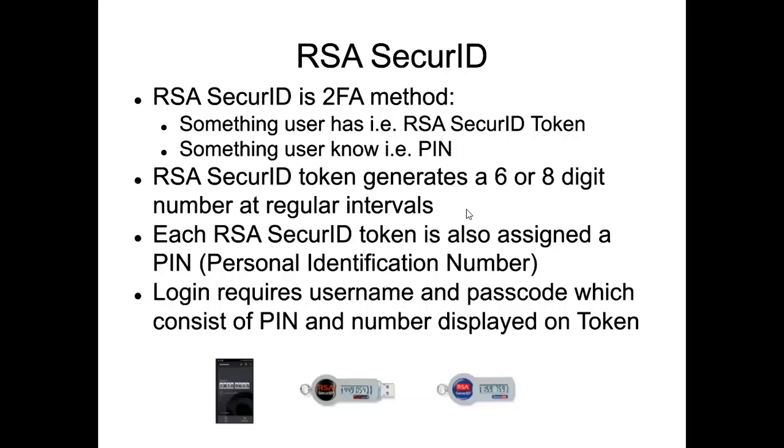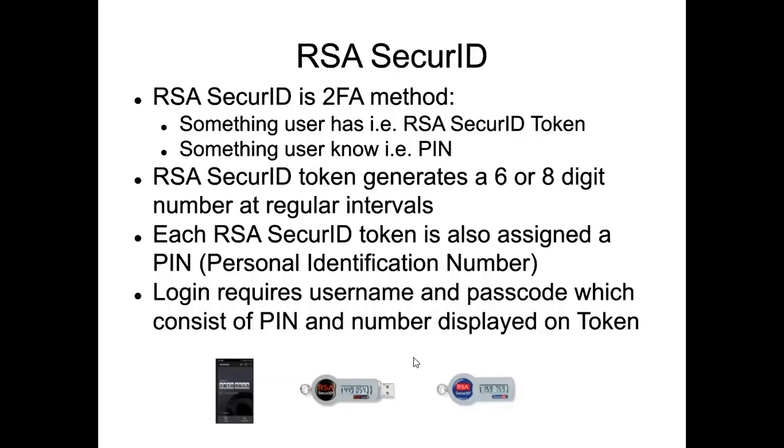Coming on to our main topic, that is RSA SecurID. RSA SecurID is primarily a two-factor authentication method. In order to log in, you need to provide two different pieces of information. The first one is something which the user has, and it is called an RSA SecurID token. There are two types of token shown on the slide: hardware tokens and software application based tokens. And these tokens are displaying a digit or number.